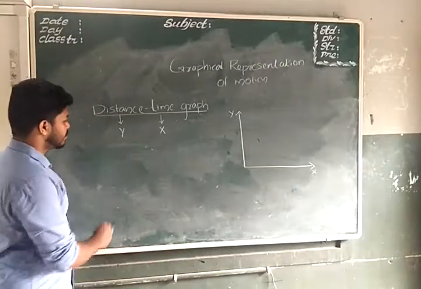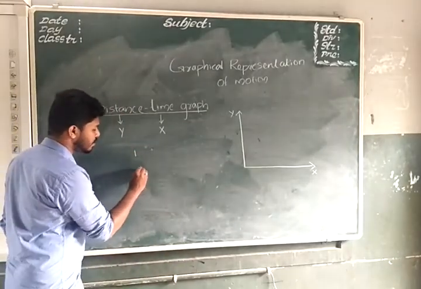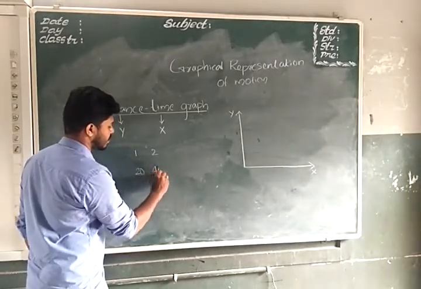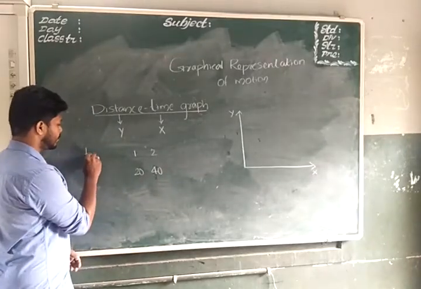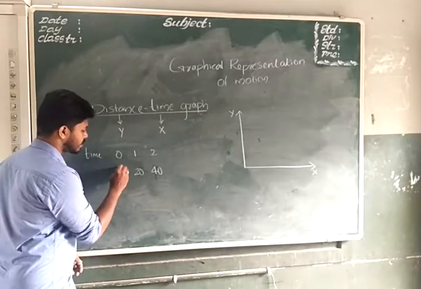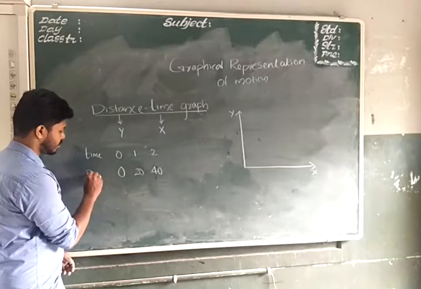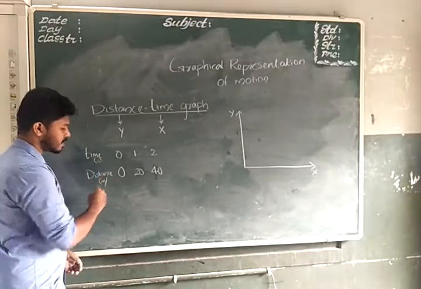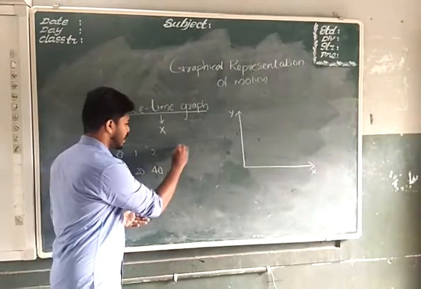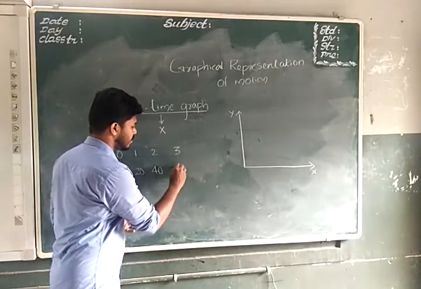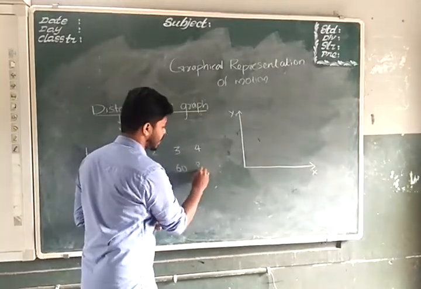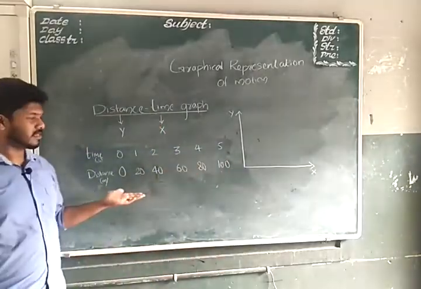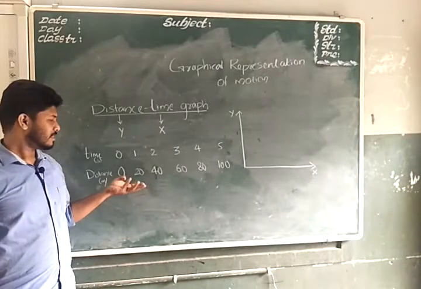A body travels 20 meters in every second. Let it be time. So at 0, it travels 0 meters. And distance here. Time is given in seconds and distance is given in meters. Let it be in the SI units itself. At third second, it reaches 60 meters, fourth one 80, and fifth one 100. What is the nature of this motion? Is it uniform or not? It's a uniform motion, isn't it?